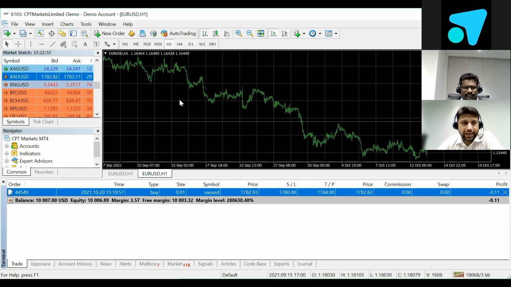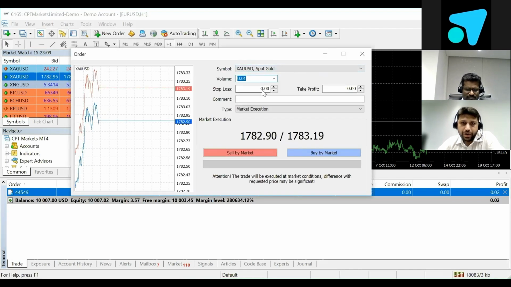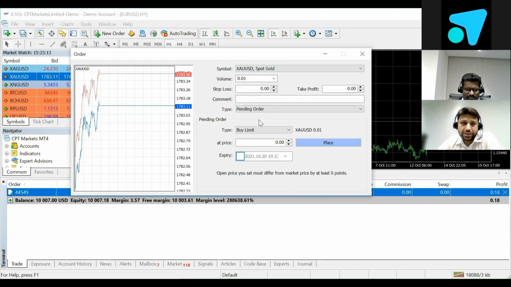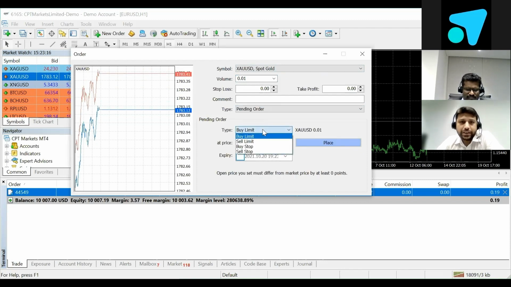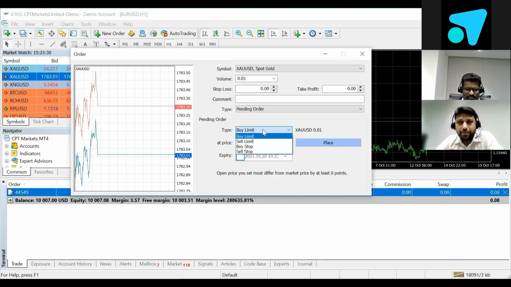Now I'll go for the second one, which is a pending order. We'll right-click on the symbol in the market watch and click on new order. The window will open, with market execution and pending order. We'll select pending order this time. Pending order has four types: buy limit, sell limit, buy stop, sell stop. Now, buy limit means you want to purchase something below the market price.